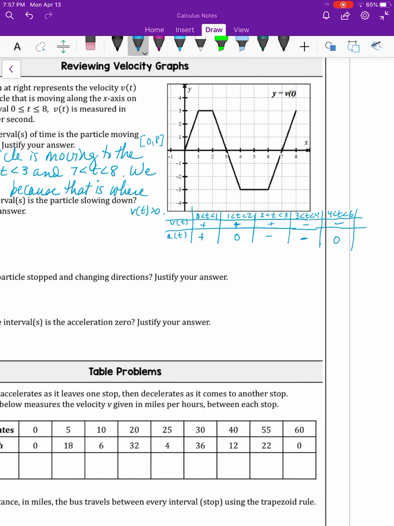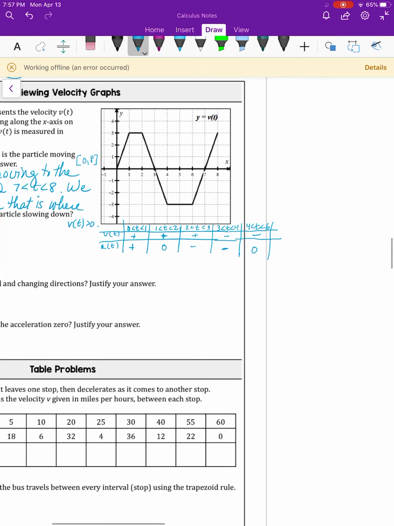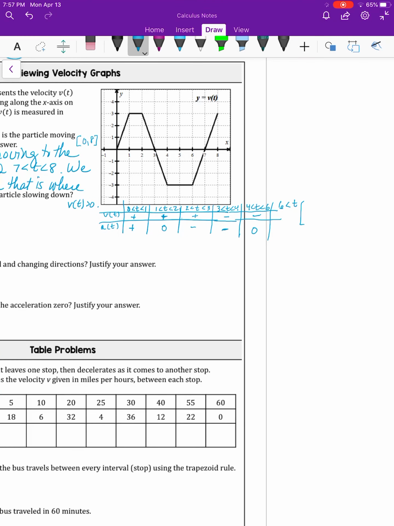Okay. The next one is from 4 to 6. And we're below the x-axis for velocity, but we are 0 for acceleration. Then we have from 6 to 7. And it is below the x-axis, so that's negative velocity. If I did the slope of the tangent line, it would be positive, so positive acceleration.